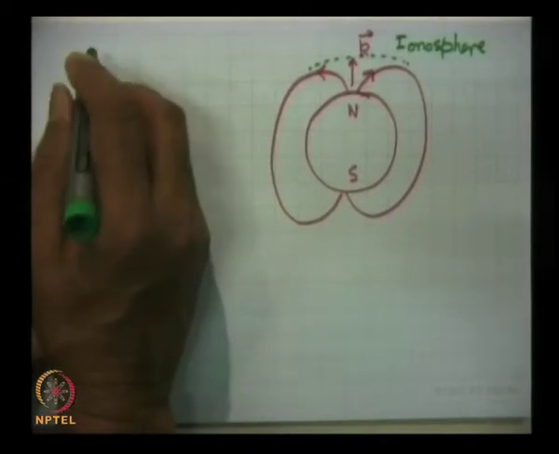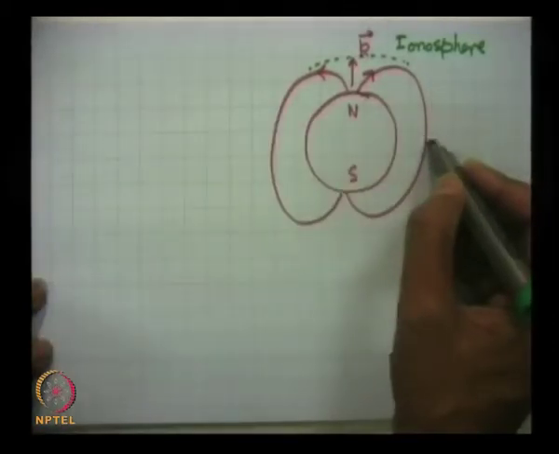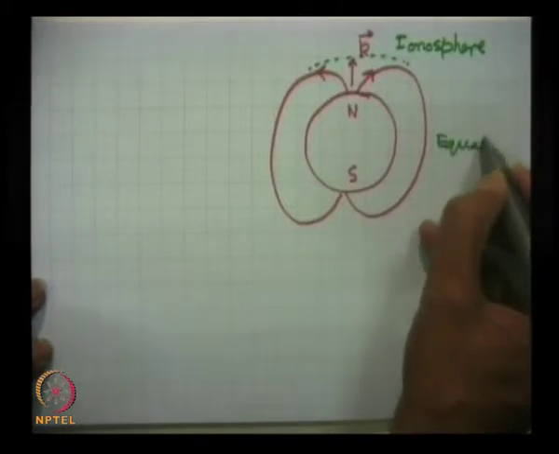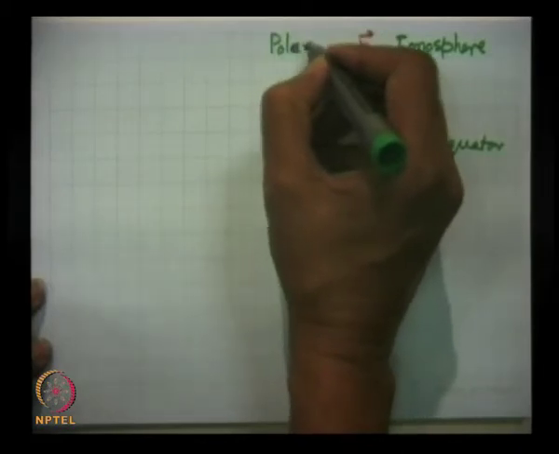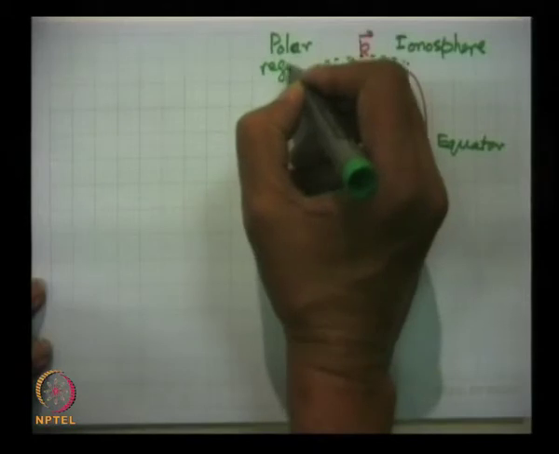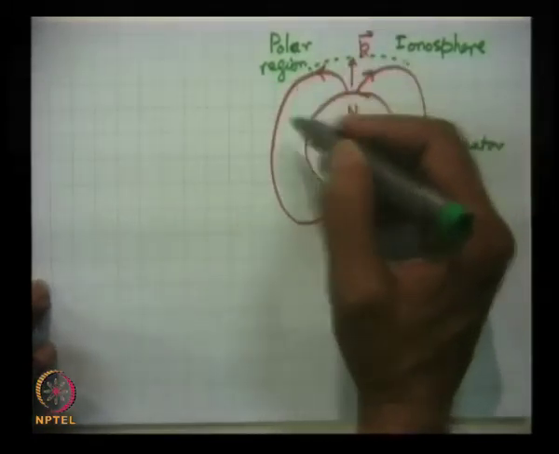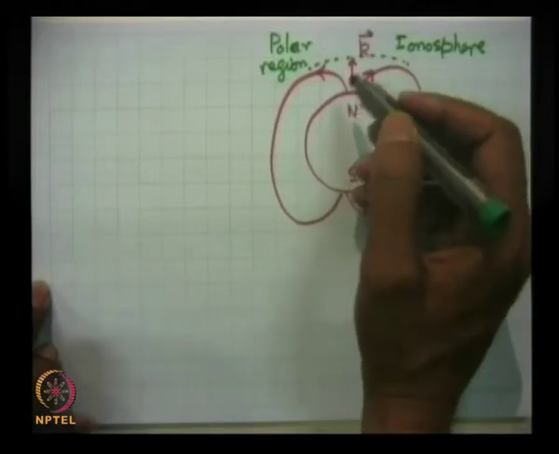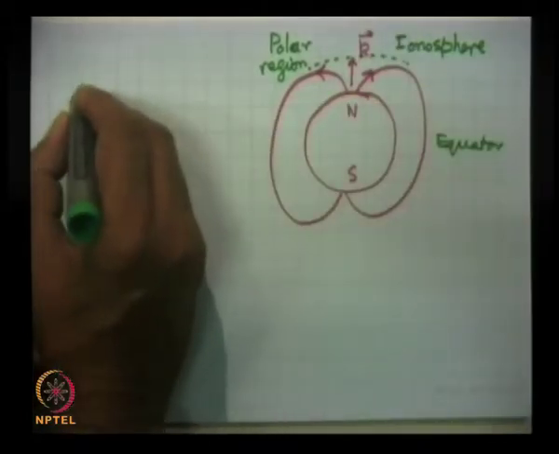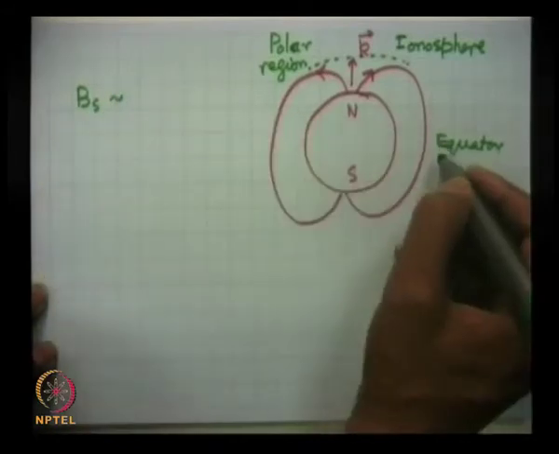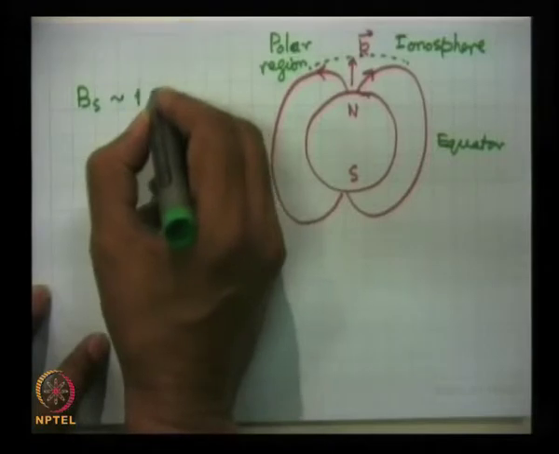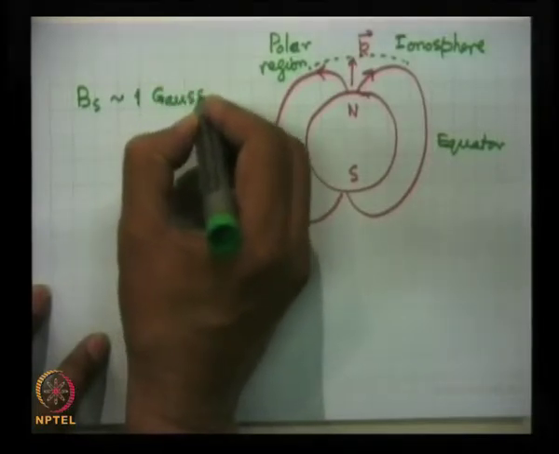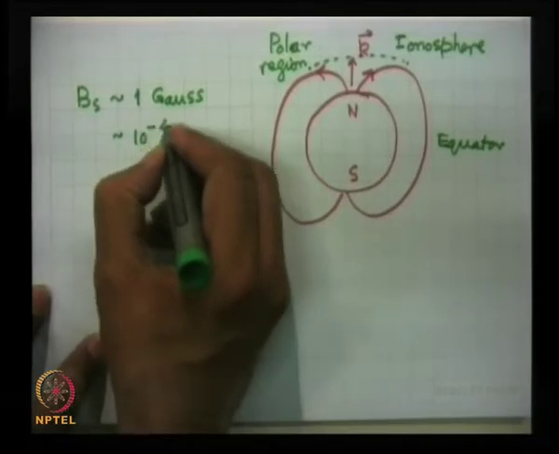Now let me just mention, this is called the equatorial region, and this is called polar region, poles, polar region. So in polar regions, electron cyclotron resonance is certainly possible, and the magnetic field of the earth in the equatorial region is around 0.3 Gauss, and it is higher near the poles. Suppose I choose like 1 Gauss. 1 Gauss is around 10 to the power minus 4 Tesla.